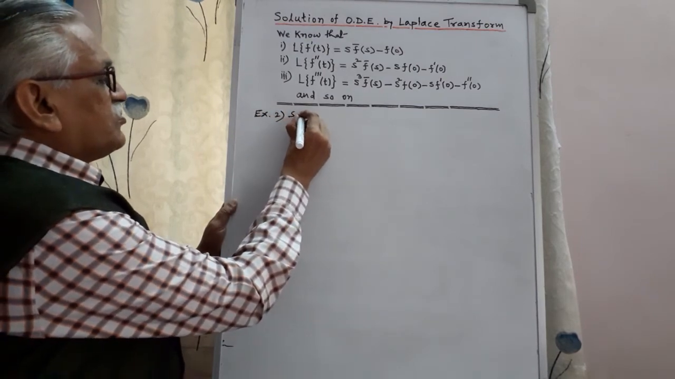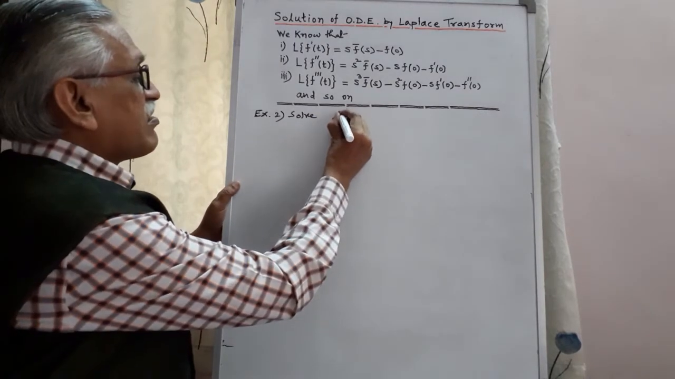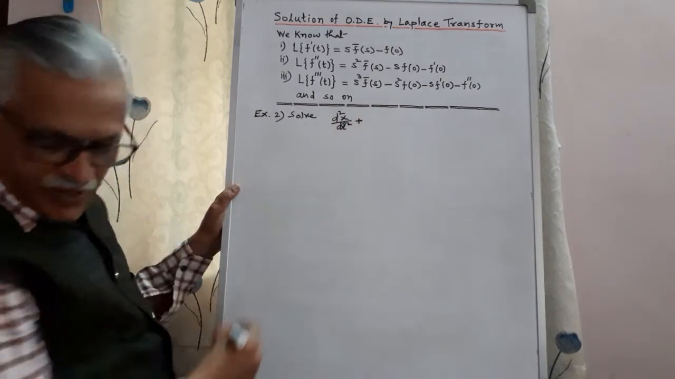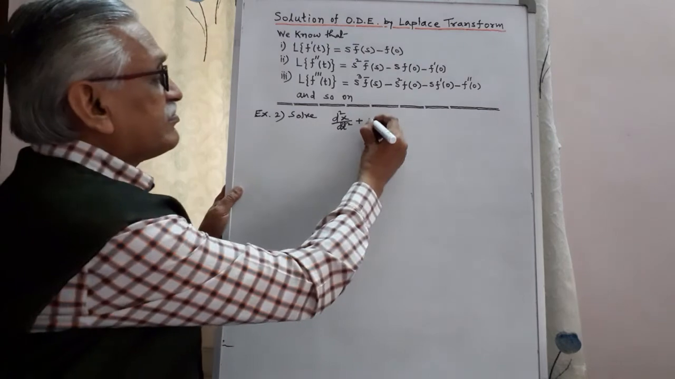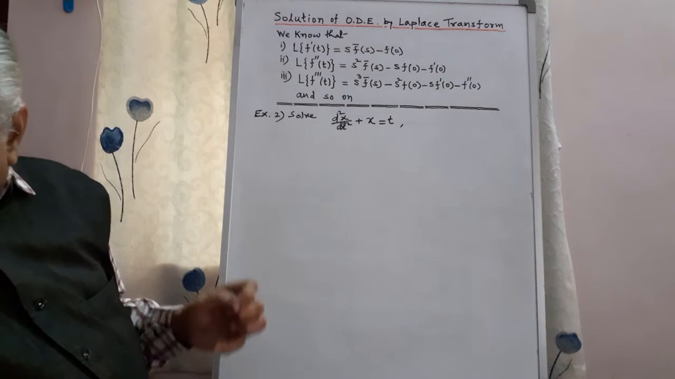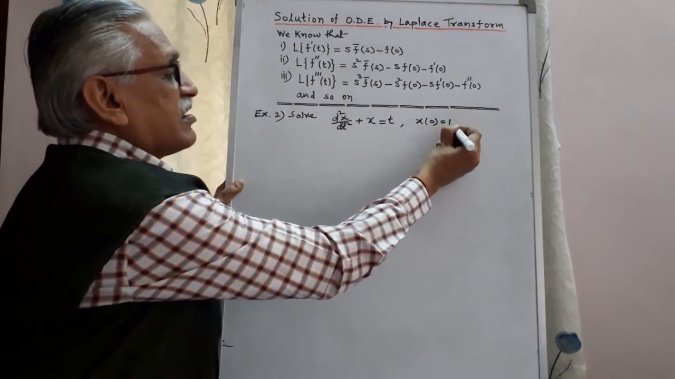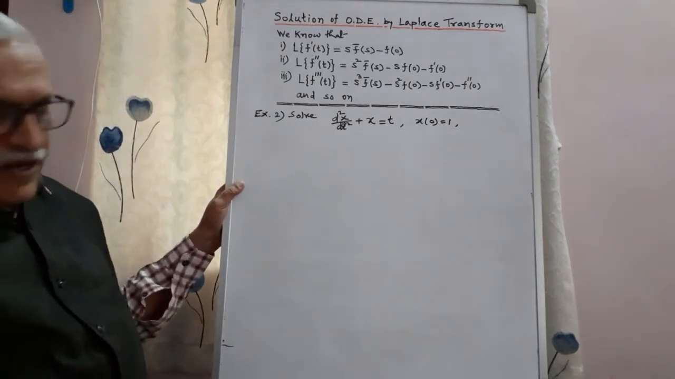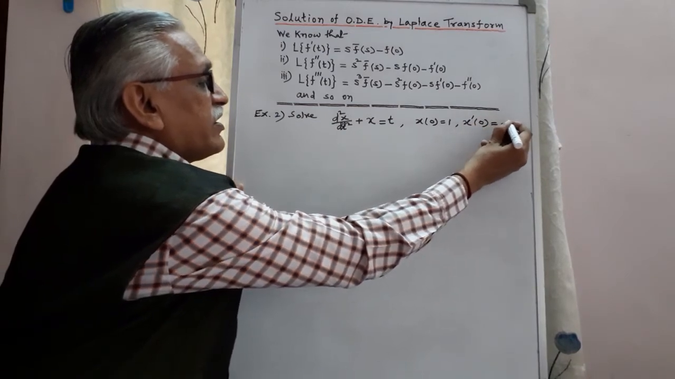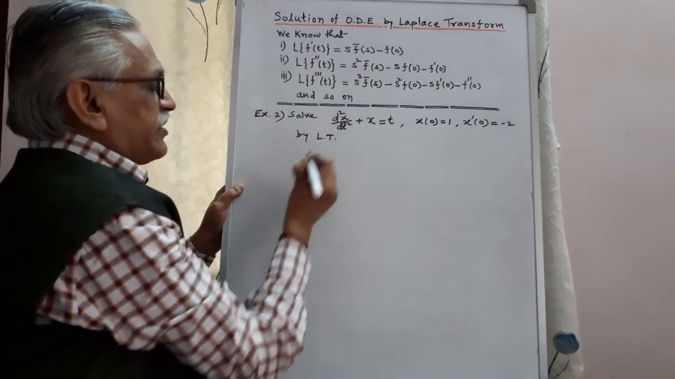Example 2, solve d2x by dt square plus x is equals to t, with the conditions x of 0 is equals to 1 and x dash of 0 is equals to minus 2. Solve this by Laplace transform technique.